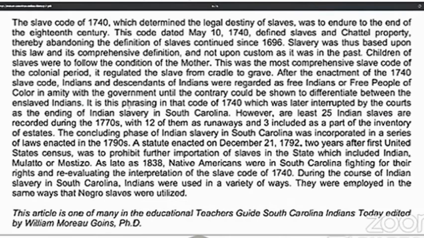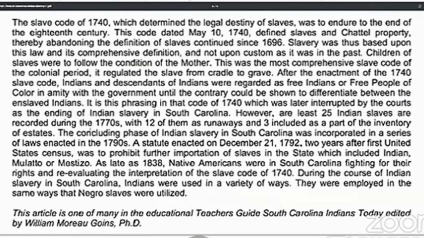It is this phrasing in the Code of 1740 which was later interpreted by the courts as the ending of Indian slavery in South Carolina. However, at least 25 Indian slaves are recorded during the 1770s, with 12 of them as runaways and 3 included as a part of the inventory of estates.